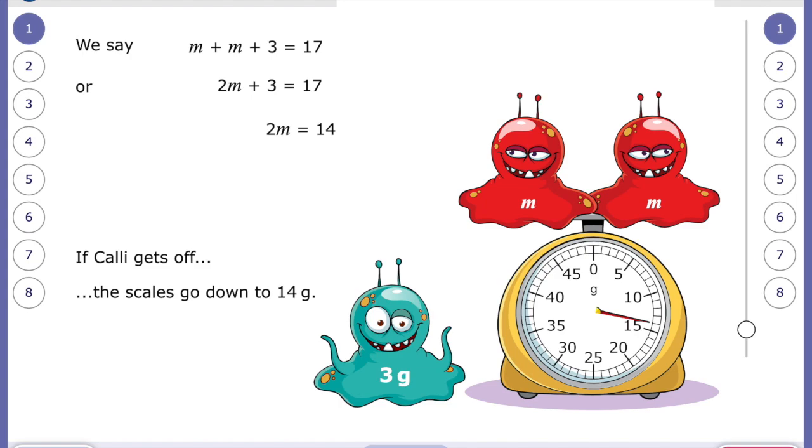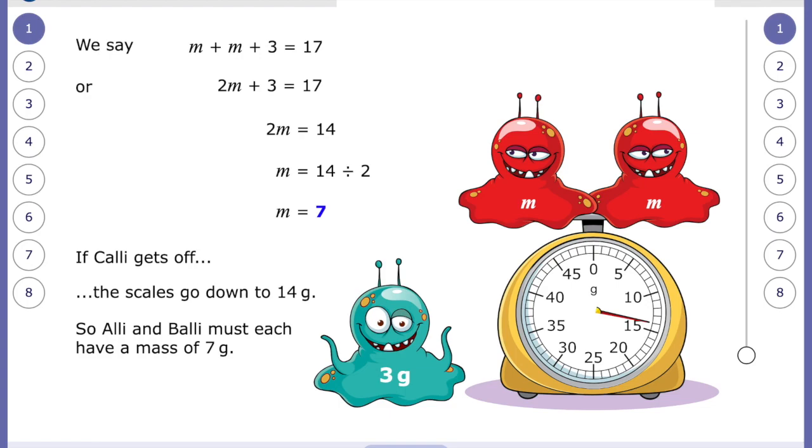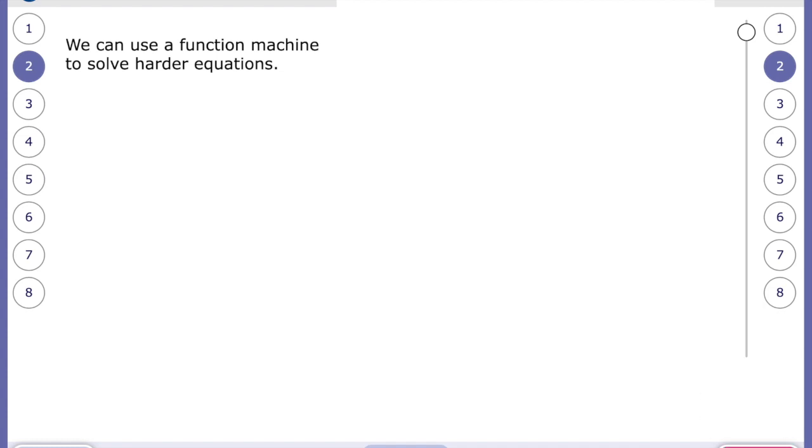So now we're saying 2m equals 14. So 2 times what equals 14? Well, m must be 7. And that is a basic equation. Now we can use function machines to do the same thing.